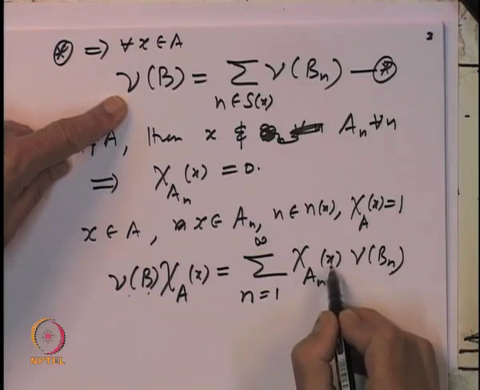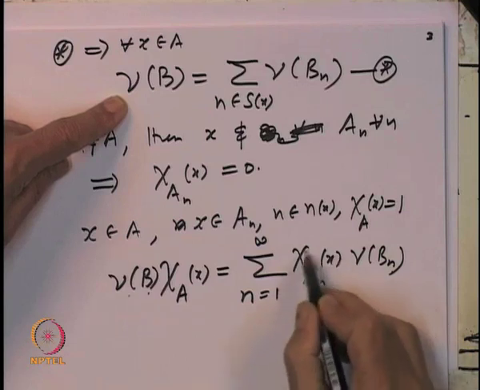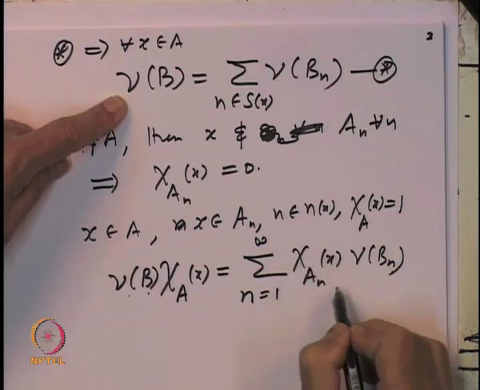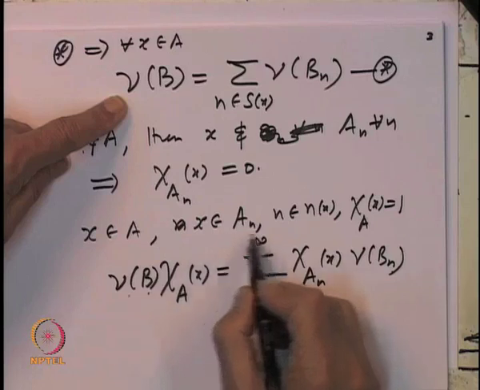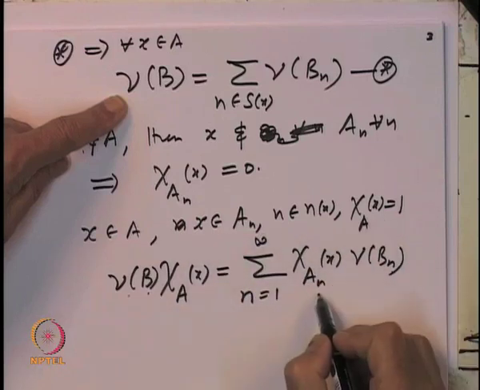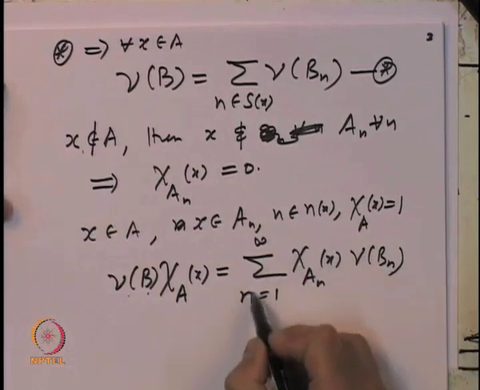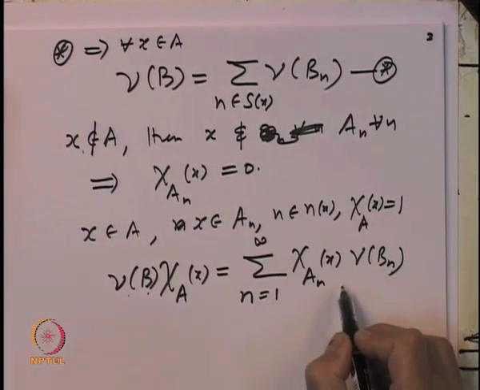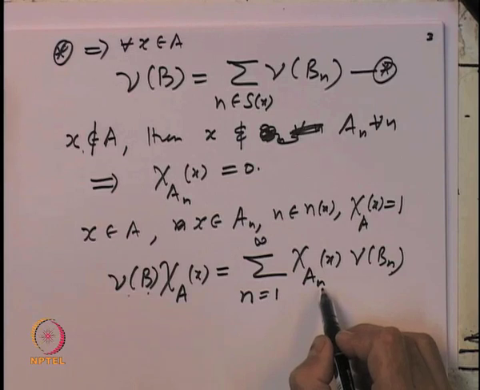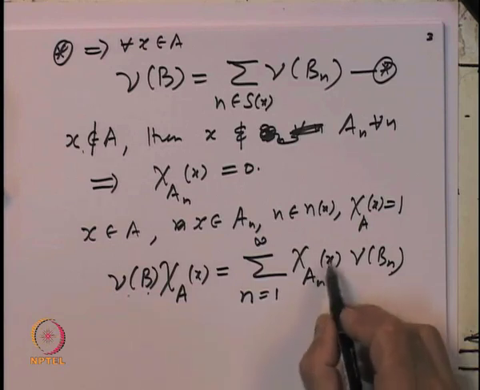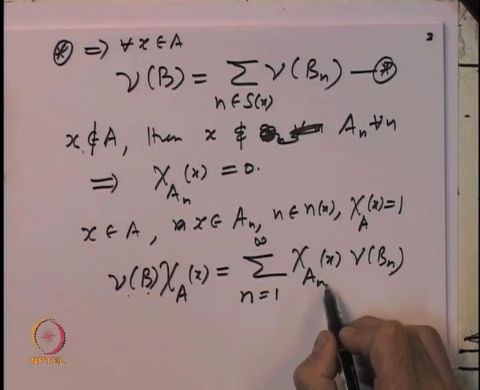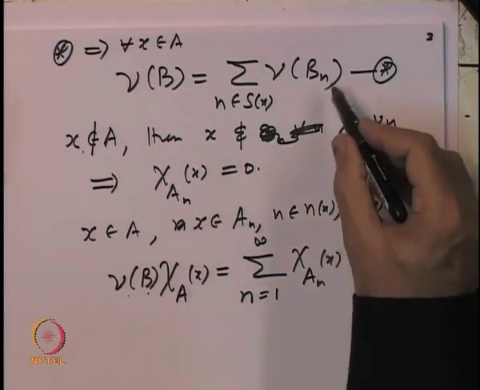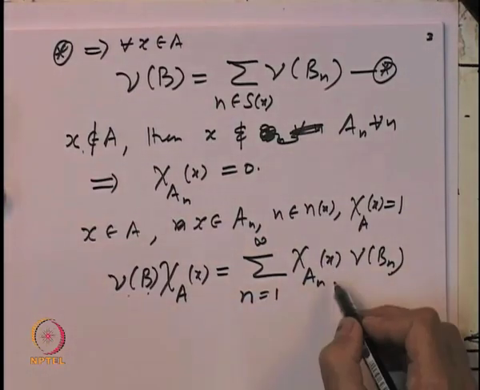If x does not belong to A_n, then this value is going to be 0. So, if x belongs to A and x belongs to A_n, this value is 1, otherwise this value is 0. So, on the right hand side in this summation, only those terms will be non-zero for which x belongs to A_n, and that means the value of the indicator function will be 1 and nu of B_n. So, this will be this equation, otherwise both sides are equal to 0.